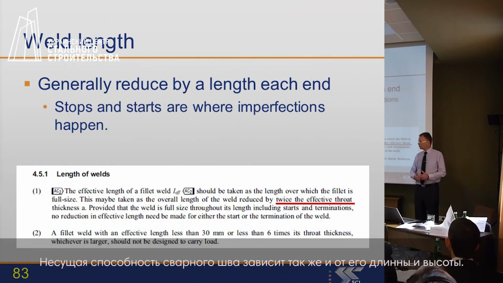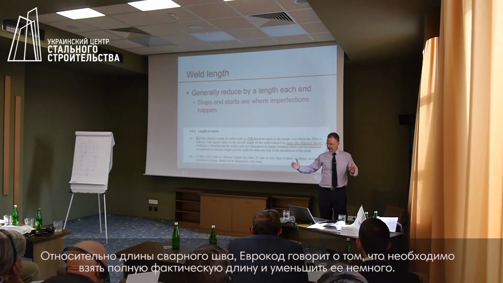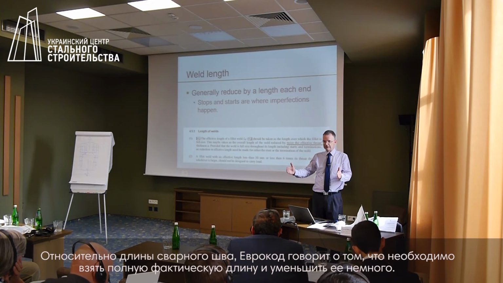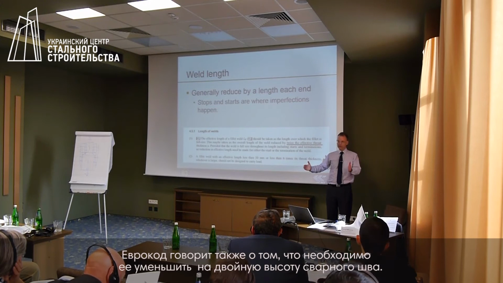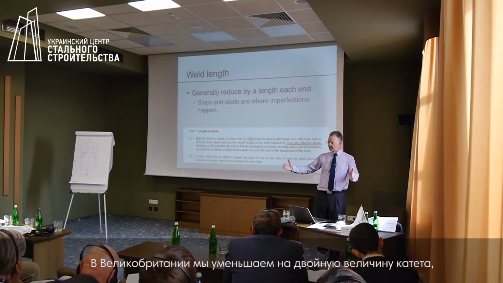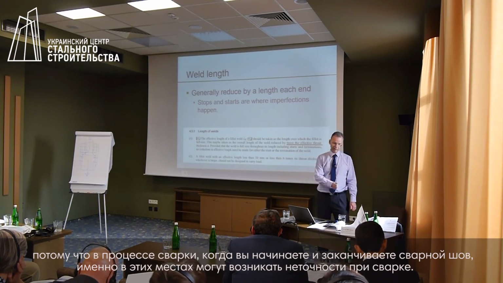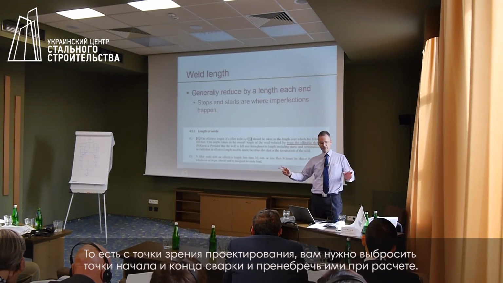So the resistance then of a weld is to do with the length of a weld and to do with the throat thickness. And the length of the weld, the Eurocode says, we take the actual length of a weld and we reduce it by a little amount at each end. The Eurocode says we reduce it by a throat thickness from each end. The UK practice, we reduce it by a leg length each end. And why? Because when you strike the arc and when you stop the arc, that's where you're likely to get imperfections. So in design terms, start and stop are avoided.